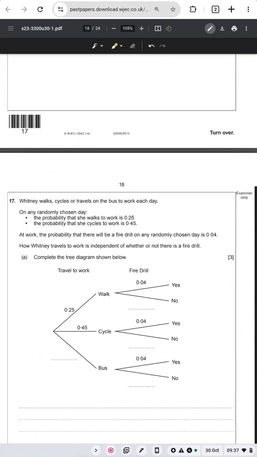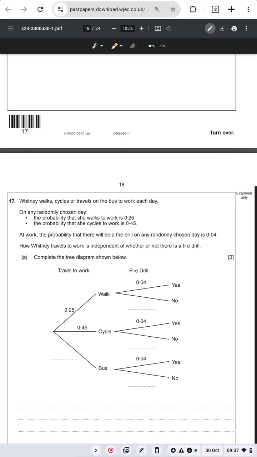Okay, Whitney walks, cycles or travels on a bus to work each day. On a random day chosen, the probability she walks to work is 0.25. The probability she cycles is 0.45. At work, the probability that there is a fire drill on a random chosen day is 0.04. How Whitney travels to work is independent of whether or not there is a fire drill.